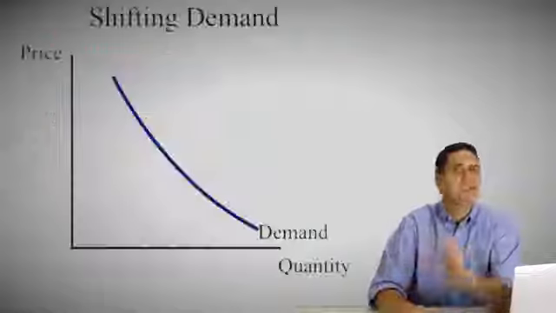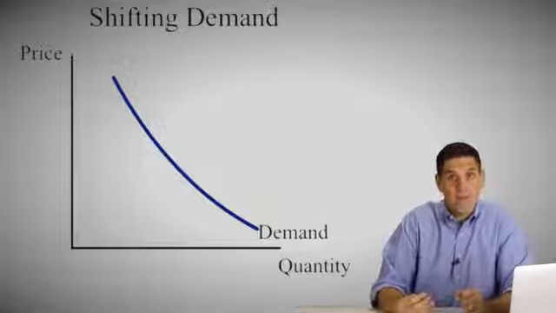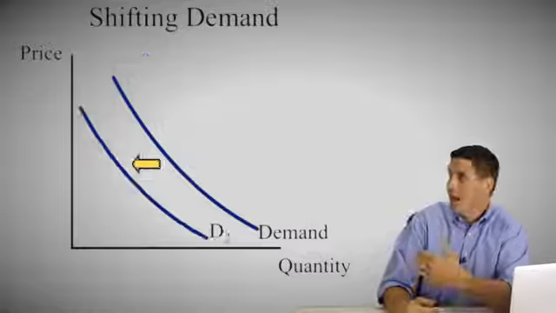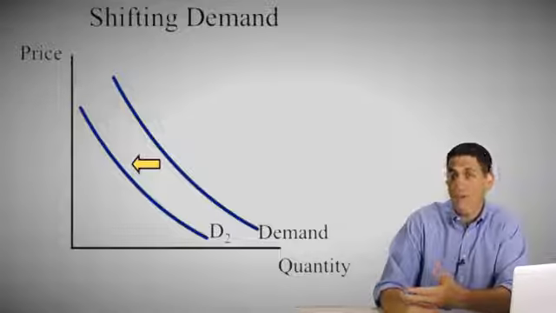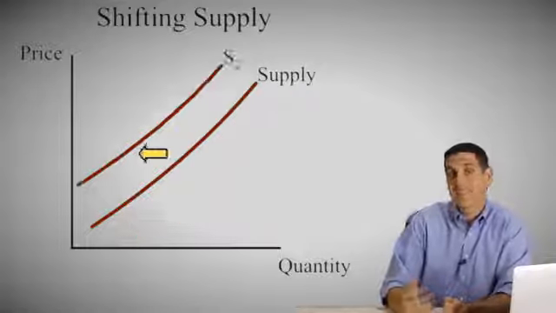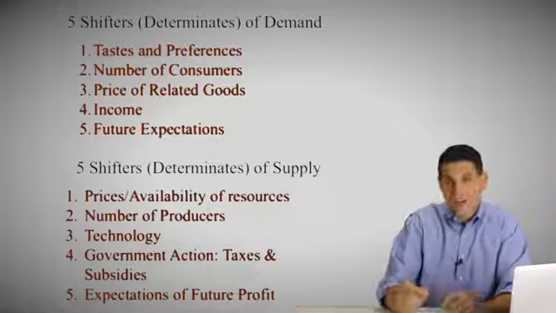The curves don't shift. But when there's a change of something else other than the price of the actual product, then the curve does shift. So the demand curve shifting to the right is an increase in demand. Shift to the left is a decrease in demand, and the same thing for supply. Right is an increase in supply, left is a decrease in supply, okay? There's also 5 shifters of demand and 5 shifters of supply. But just knowing the list of the shifters isn't enough. You have to be able to draw the graph and show what happens to price and quantity. How does the equilibrium price and quantity change?